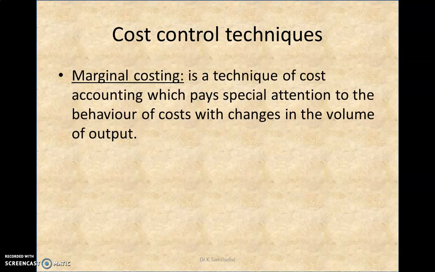Next technique is called marginal costing. Marginal costing is a technique of cost accounting which pays special attention to the behavior of cost, which changes in the volume of output. Actually, marginal costing is a technique of costing fully oriented towards managerial decision making and control. The term marginal cost implies the additional cost involved in producing an extra unit of output. Marginal costing is helpful in determining the profitability of different products produced by the organization and different individual departments and different processes separately as well as different cost centers.